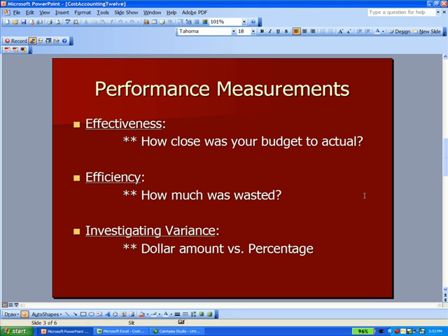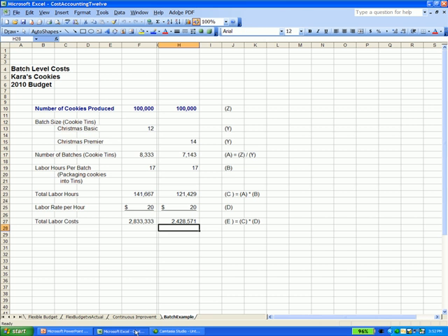And finally, when you investigate a variance, you can look at it as a whole dollar amount, for example, favorable or unfavorable by $10,000. Or you can look at it as a percentage of sales, for example. Let me flip over to Excel and we'll show you an example.